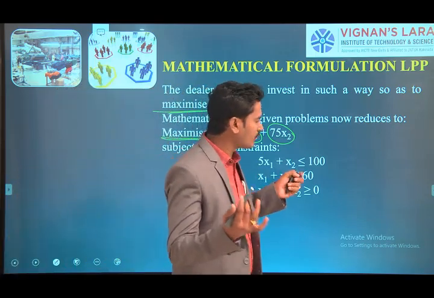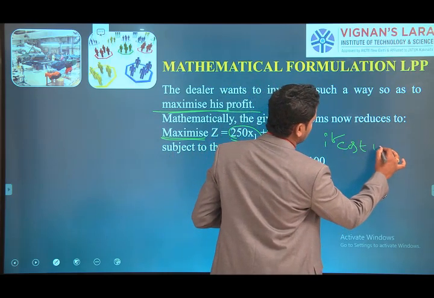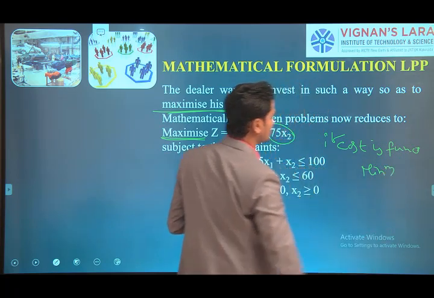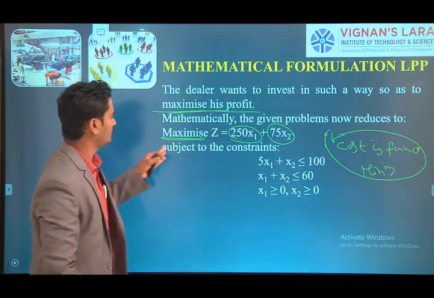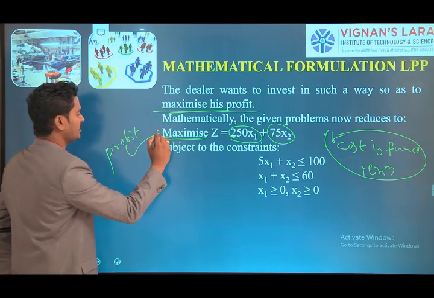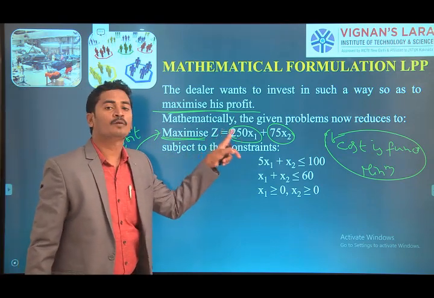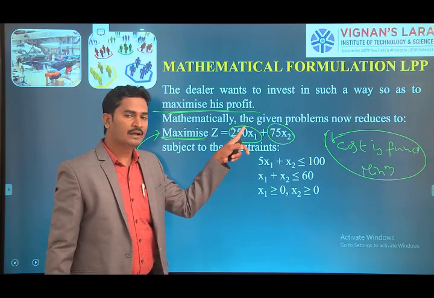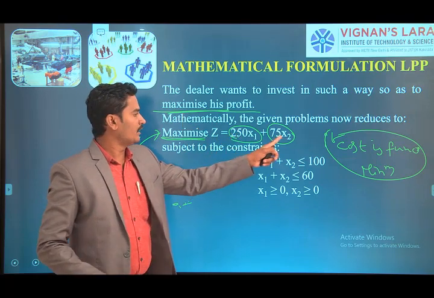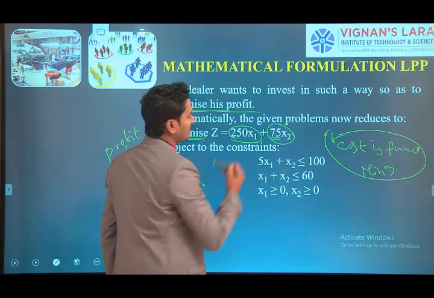If the cost is the objective function, we choose minimization. Okay, but in our case, profit is the function. That's why we choose the objective function as maximization type. Here, what are the 250 and 75? Profit. What profit? After selling each table, profit is 250 rupees, and the profit of the chair is 75 rupees after selling. Okay, we have to get this.